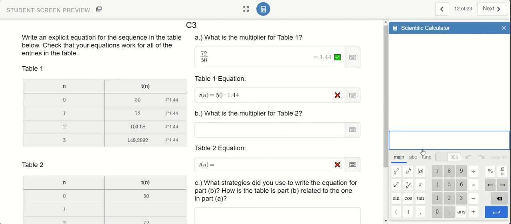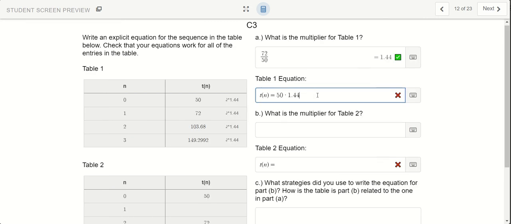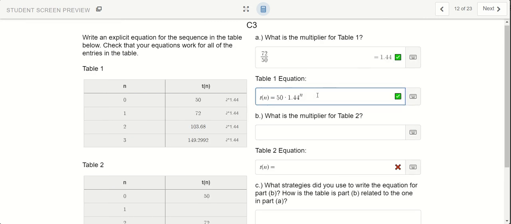Again, I can show you an example. 50 times 1.44, do you see I'm at 72? Times 1.44, I'm at 103 now. Times 1.44, I'm at this spot. So I keep multiplying by 1.44 over and over again. That means I have an exponent. I'm repeatedly multiplying over and over again.